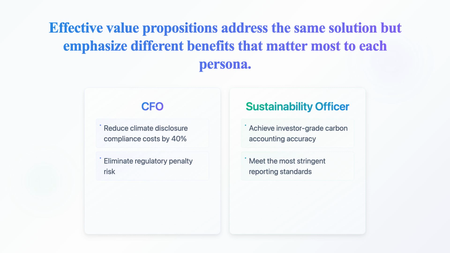For the sustainability officer at the same company, try: achieve investor-grade carbon accounting accuracy with comprehensive Scope 1, 2, and 3 tracking that meets the most stringent reporting standards. This addresses their credibility and thoroughness concerns.